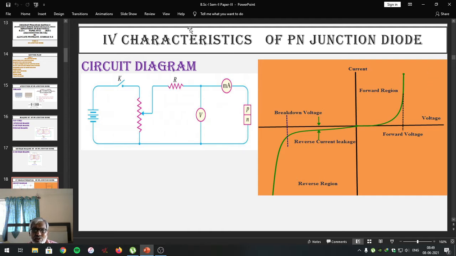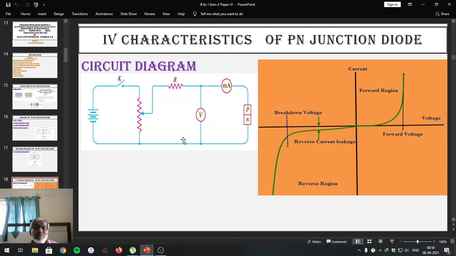Today we are going to proceed to study the current-voltage characteristics of the p-n junction diode. That is known as IV, I for current and V for voltage. That is, the IV characteristics of the p-n junction diode. To plot the IV characteristics of the p-n junction diode, we have to consider this circuit diagram as represented here.